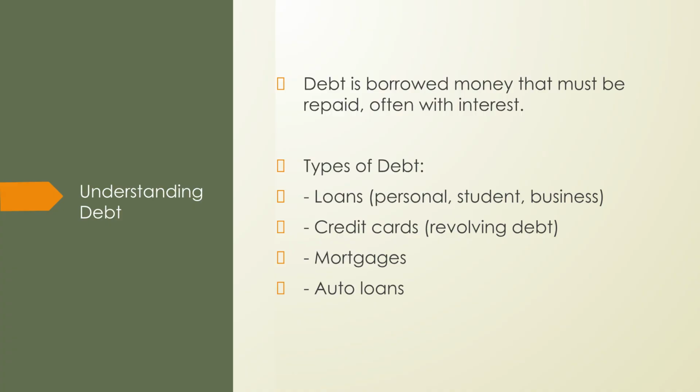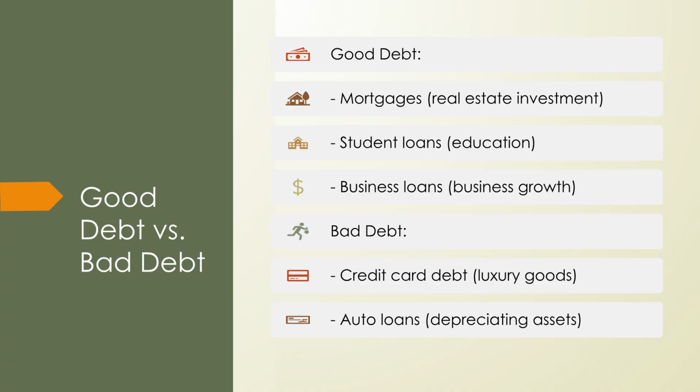Common types of debt include various loans, credit cards, mortgages, and auto loans. We can categorize debt as either good or bad. Good debt, like mortgages, student loans, or business loans, can potentially generate future wealth or value. Bad debt, such as high-interest credit card debt for luxury goods, or loans for depreciating assets like some auto loans, offers little to no financial return.